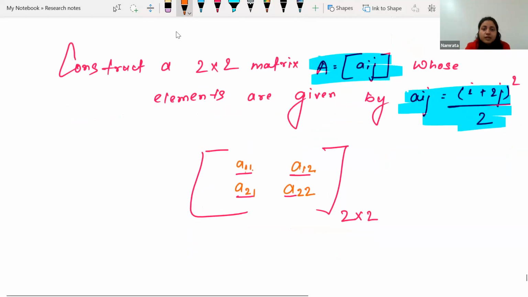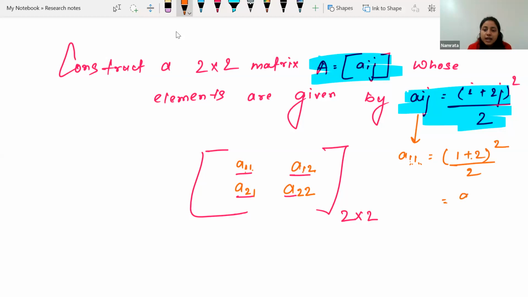So now we just have to find A11. A11 we have to find by doing this. It will be (i plus 2j) whole square by 2. Here I can see the Aij format is there. Here i is 1, j is also 1. So 1 plus 2, that is 3, whole square by 2. 3 whole square is 9 over 2. So the first element we ended up getting as 9 by 2.